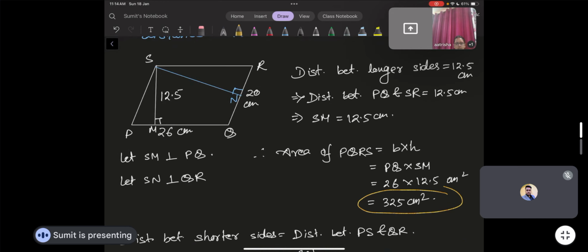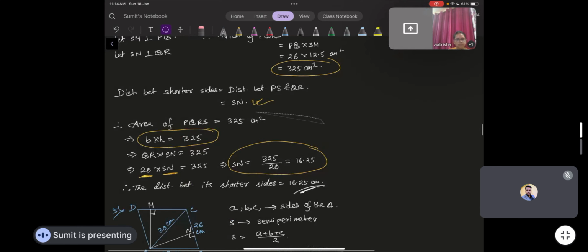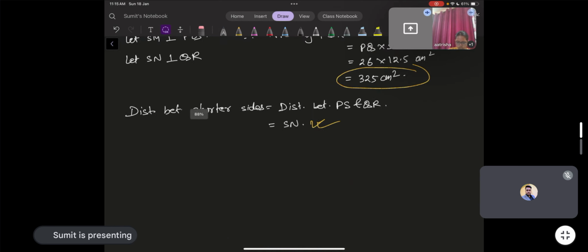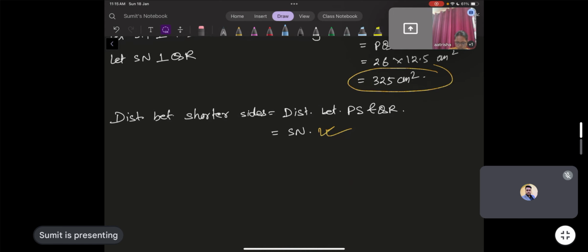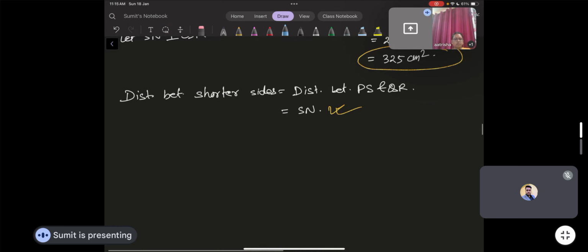Okay. Now, the distance between the shorter sides means which one? That is SN. I will say SN is the distance between the shorter sides. That is written over here. Correct? Now see that. Now I am doing it with you. Wait. If I erase that, see, I want to find the area. So area means base into height.